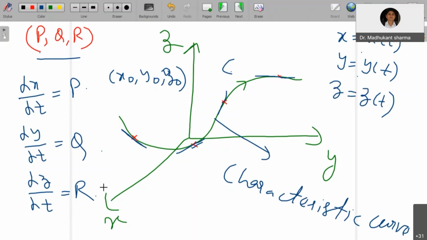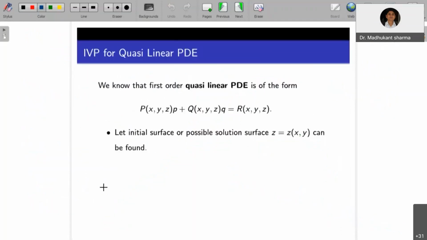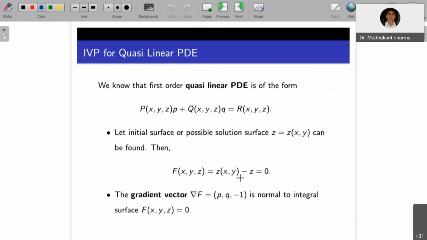Keep following. I'm just going to repeat something which we have just spoken. Let the initial surface, or possible solution surface, be found. Then the surface equation is f of x, y, z equals z of x, y minus z equals 0. So one is the implicit form, another is the explicit form. Now the gradient vector is going to be the normal to the integral surface f of x, y, z equals 0. That we just talked about.